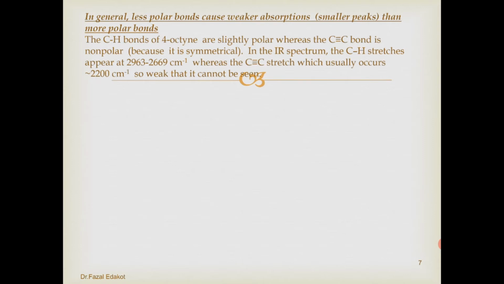The CH bonds in 4-octyne, another example, are slightly polar, whereas the C triple bond C bond is nonpolar because it is symmetrical. In the IR spectrum, the CH stretches appear at 2963 to 2669 inverse centimeter, whereas the C triple bond C stretch, which usually occurs at 2200 per centimeter, is so weak that it cannot be seen.